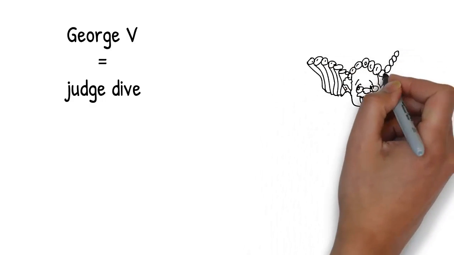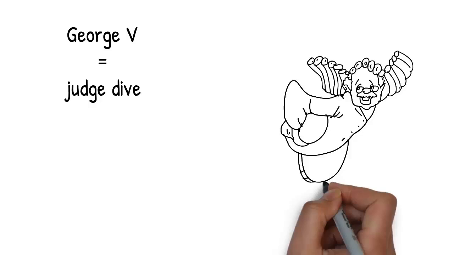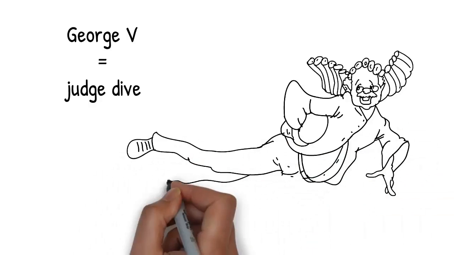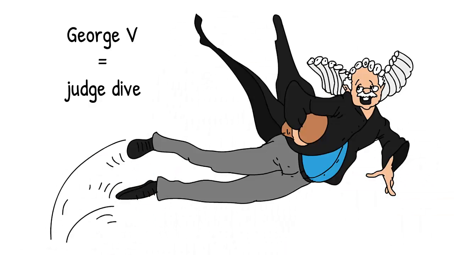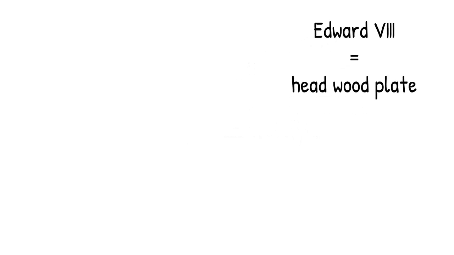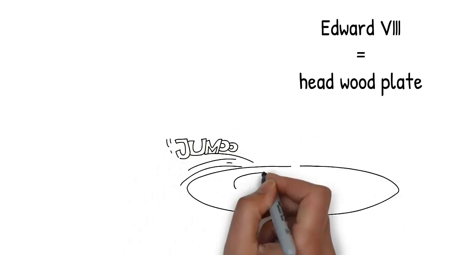Next, we're back to another King George again, George V this time. Another judge picks up the head, tucks it under his arm, and takes a big dive through the air. Dive rhymes with 5. Imagine the judge diving through the air, Judge Dive, and you'll remember George V, or King George V.